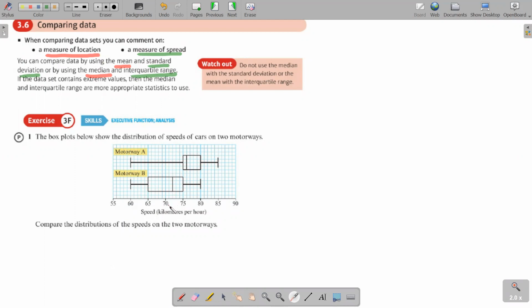In this case, for the measure of location you either use mean and for the measure of spread standard deviation, or for the measure of location you use median and for the measure of spread interquartile range. So you need to decide what is most appropriate. Are we going to go with the mean and standard deviation comparison, or the median and interquartile range comparison?